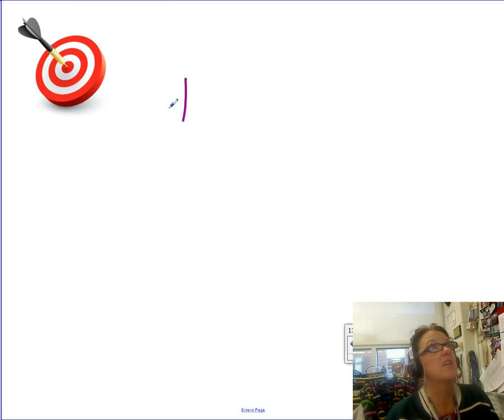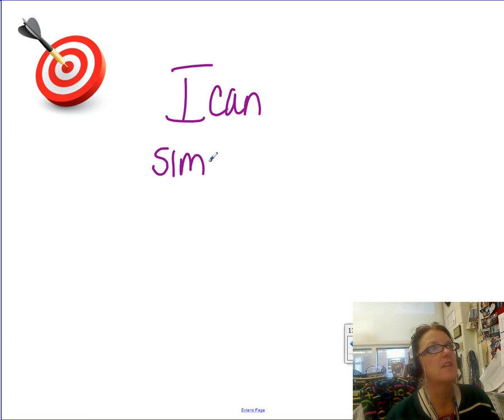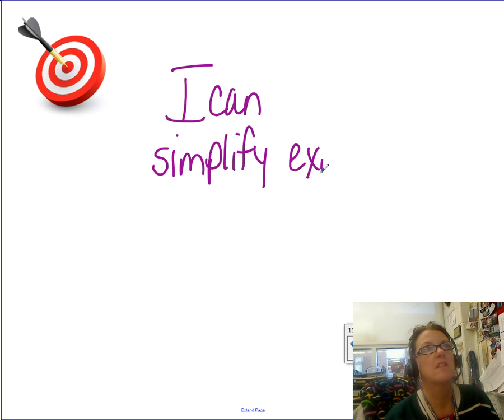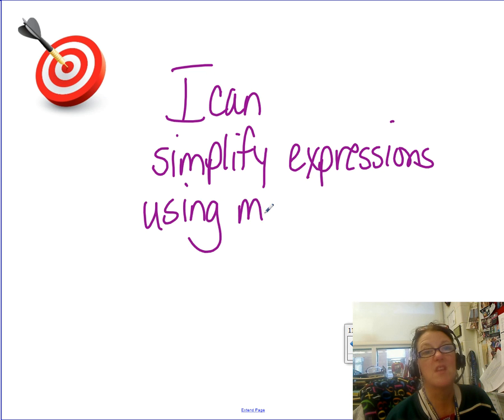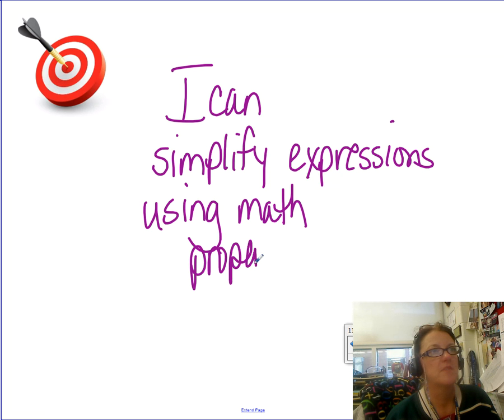All right, so here is your learning target for today. I can simplify expressions again using mathematical properties. I'm just going to say math properties, okay?